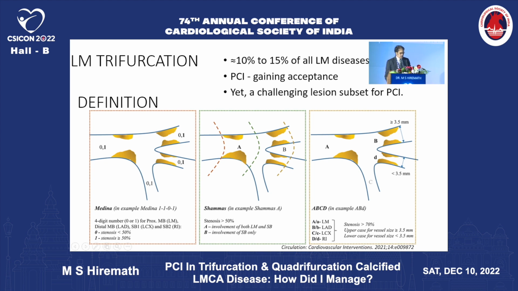And what we need to do is, where is the pointer? Generally, you're going to put a stent from left main to LAD and then take care of the side branches as you go in. This is generally the thinking.